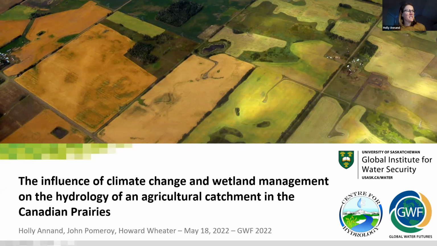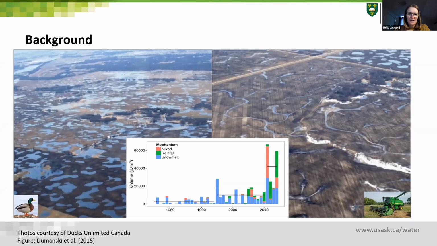So the background on why this study was important to me is that the Canadian Prairies is a wetland-dominated landscape, and these wetlands provide important ecological services for our communities, but they're often drained to support agricultural expansion and intensification. And in recent years, we've seen some increases in streamflow volume at different locations across the prairies.